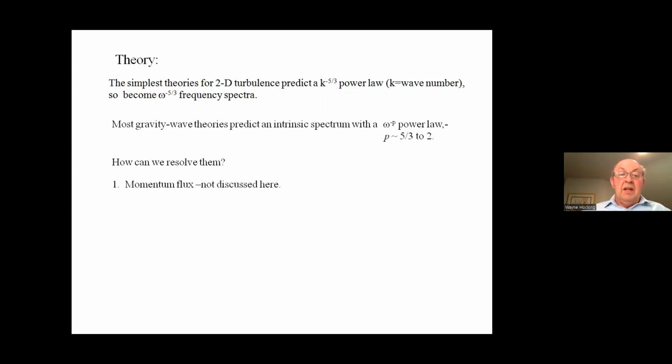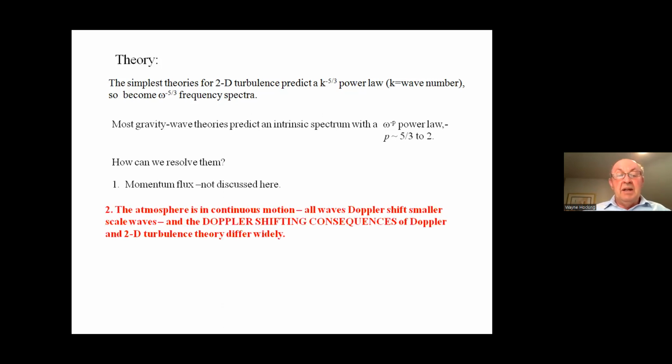So there are ways to resolve these. One's momentum flux, which I won't discuss. The other point is the atmosphere is in continuous motion. It's being blown by the mean wind. This produces Doppler shifting, which changes the frequencies. Also, different scale waves act as Doppler shifting agents to other waves. So a large scale wave will act as a Doppler shifting agent to a smaller scale wave.